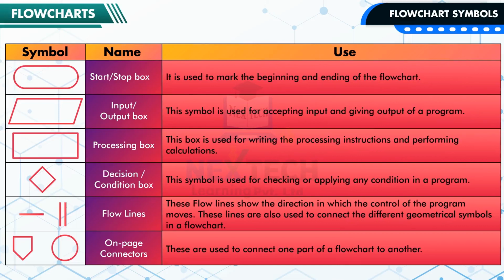Flow lines. These flow lines show the direction in which the control of the program moves. These lines are also used to connect the different geometrical symbols in a flowchart. On-page connectors. These are used to connect one part of a flowchart to another.